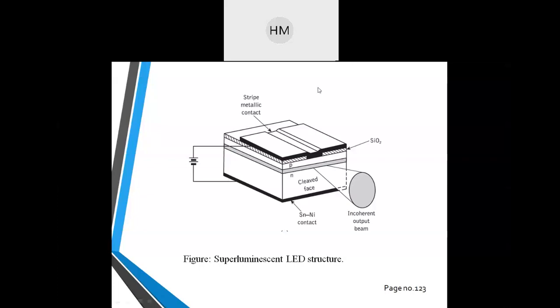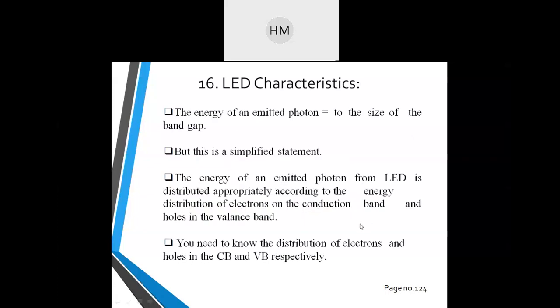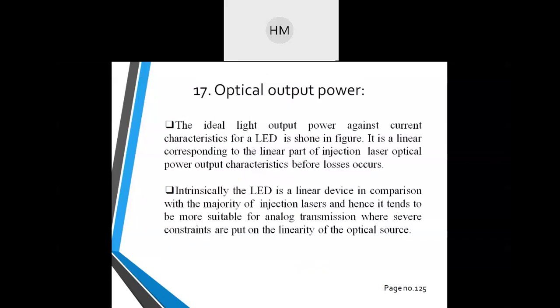So I think all have finished this diagram. Okay. So next, in continuation with this, LED characteristics. It has n number of characteristics which are required to discuss. And the first characteristic is optical output power. You can write down LED characteristics, in that, optical output power.